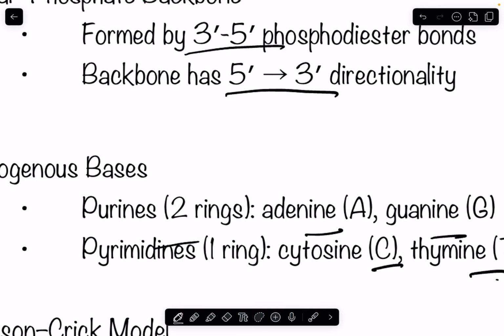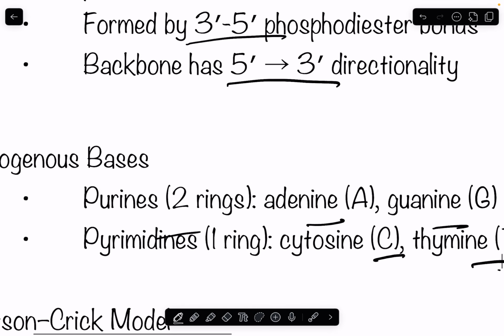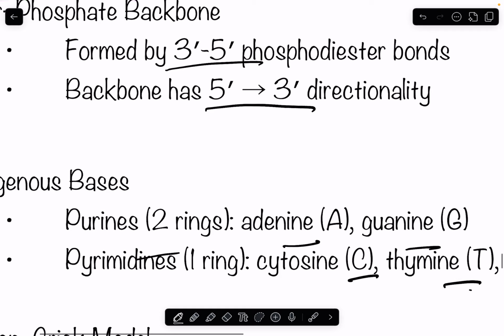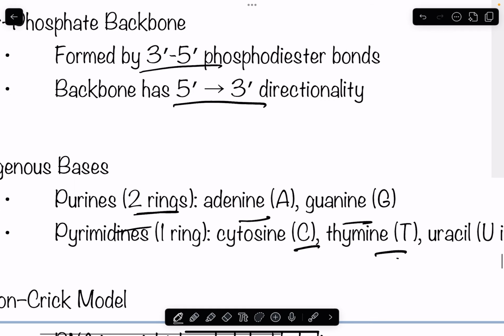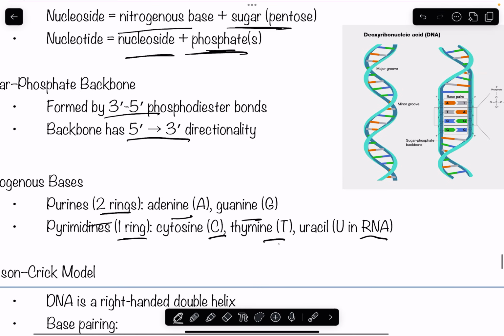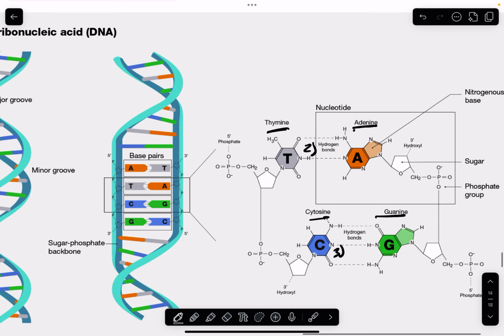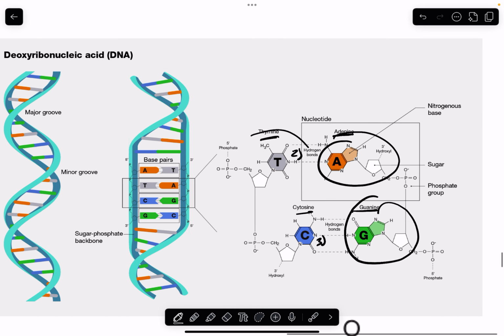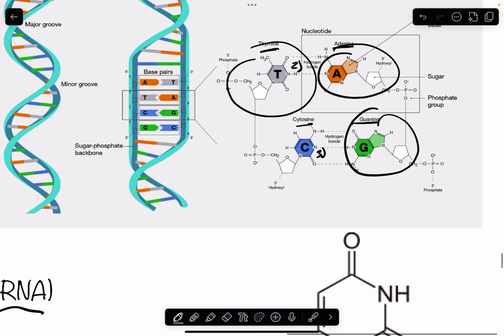And then we have pyrimidines and purines. Your purines are 2-membered rings, and your pyrimidines are 1-membered, okay? So these two are your purines, and then your pyrimidines are going to be T, C, and U.